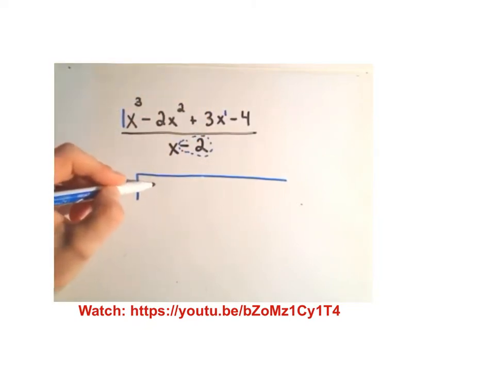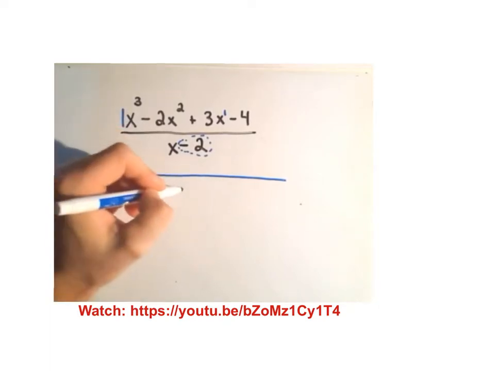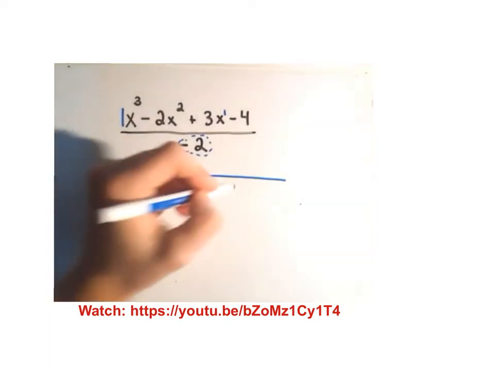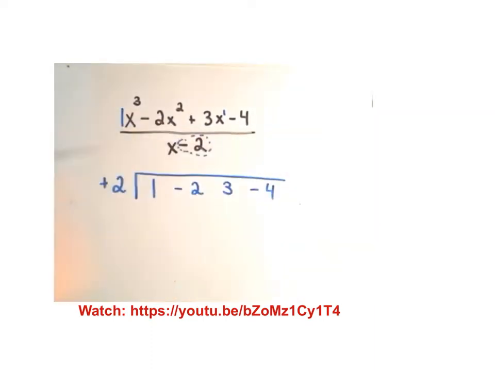All we do is write the coefficients. So 1, there's a negative 2 in front of the x squared, there's a positive 3 in front of the x, and there's a negative 4. Our setup is really important: making sure that we have the right number outside from the divisor, with the opposite sign, and then all the coefficients.